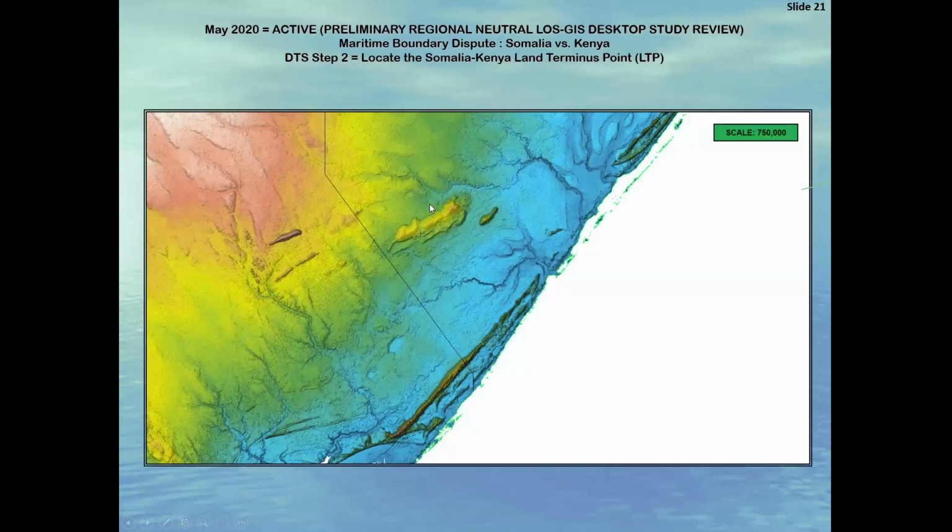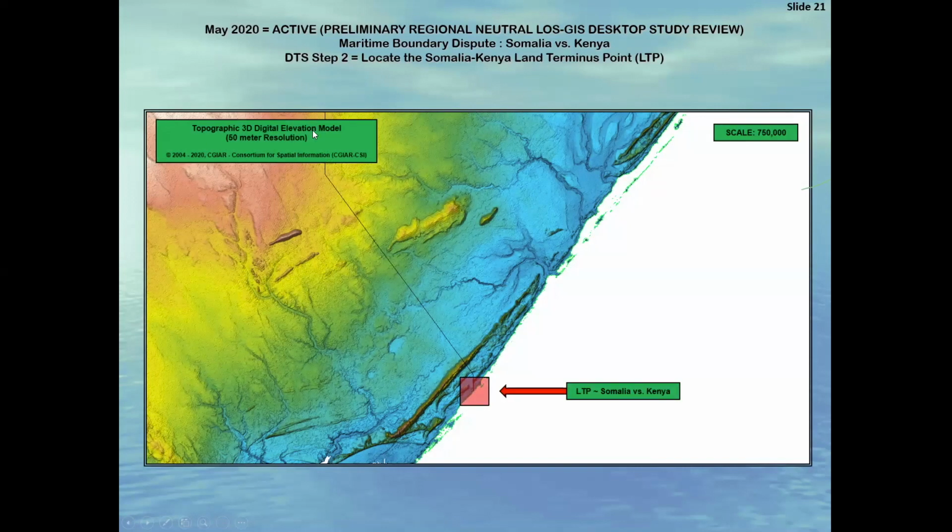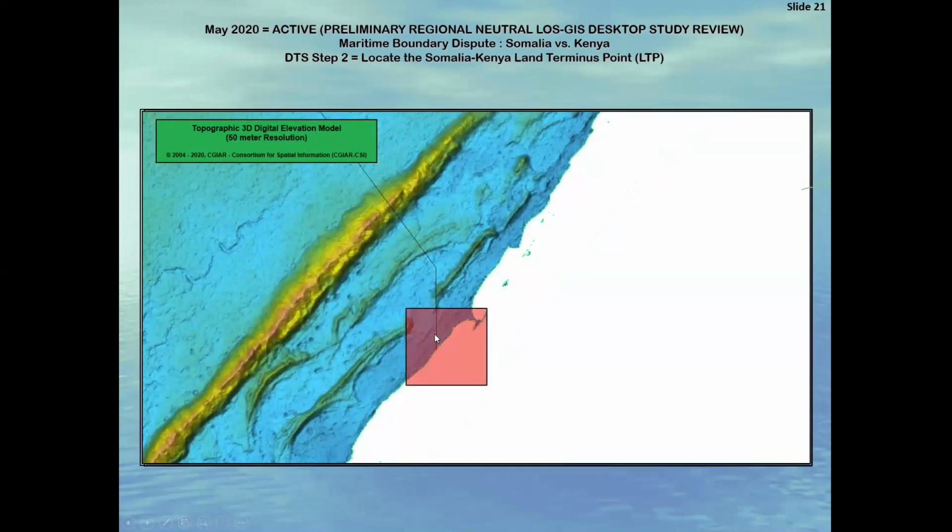So how do we do this? We're going to go through a bunch of steps. This is using some topography data. This is a wonderful land-based 3D elevation model. Again, homing in here on the coastal area. So we're coming from land, but the land terminus point is where land terminates into the sea. So somewhere in here is the probable area where we need to locate this land terminus point.